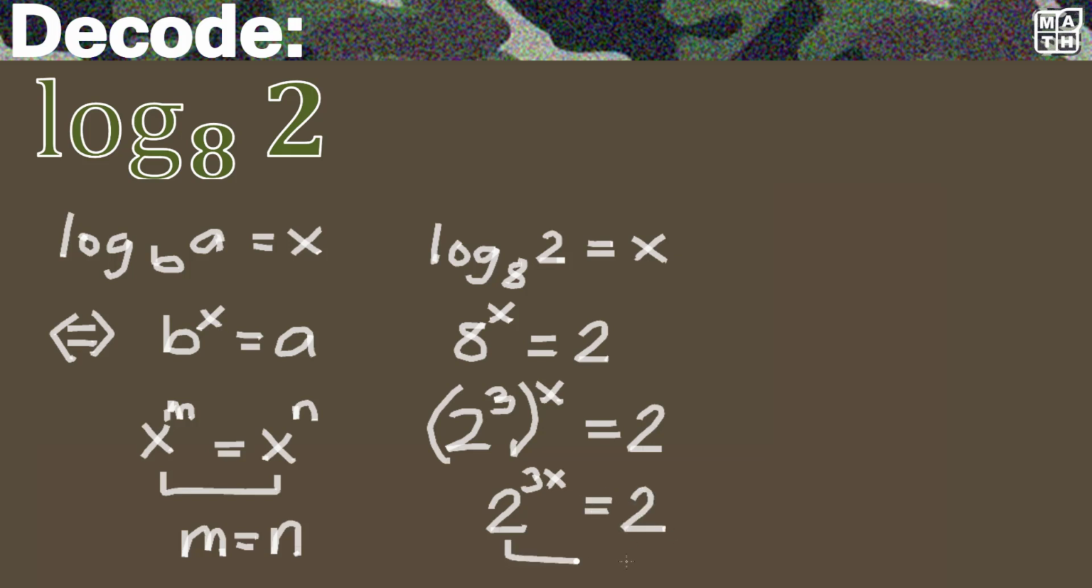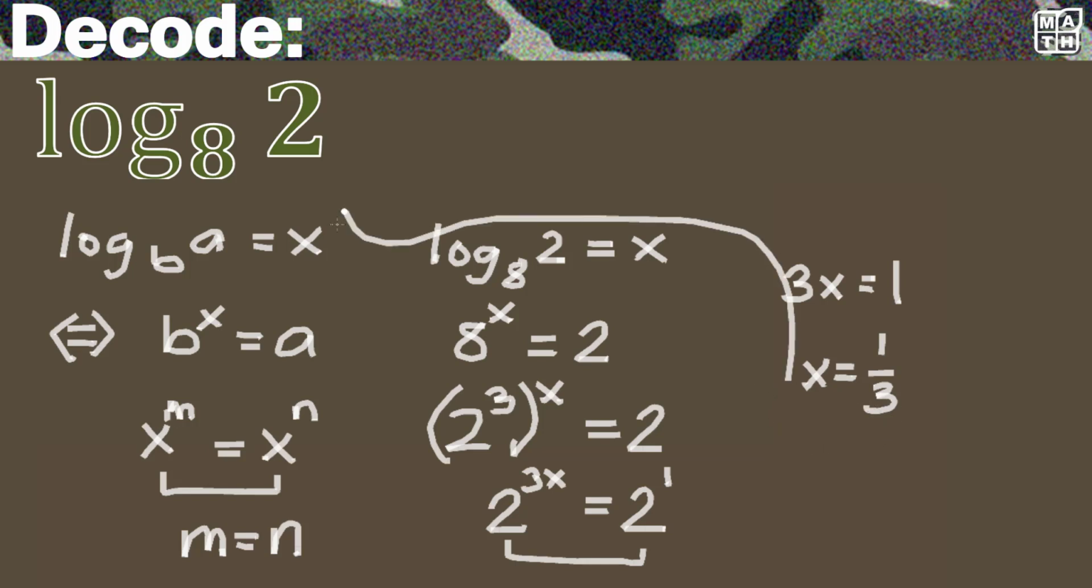Now that we have the same bases, we can use the property of equivalent exponents, and it will return this result. Of course, we know that this has an exponent of 1. We have this linear equation, 3x is equal to 1. And with that, the result is x is equal to 1/3, or 1 over 3. This is the entire result of our unknown. In short, the logarithm of 2 to the base 8 is equal to 1/3.